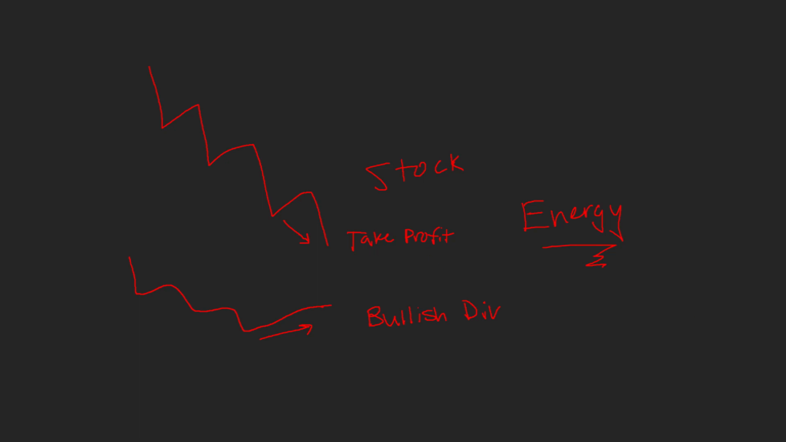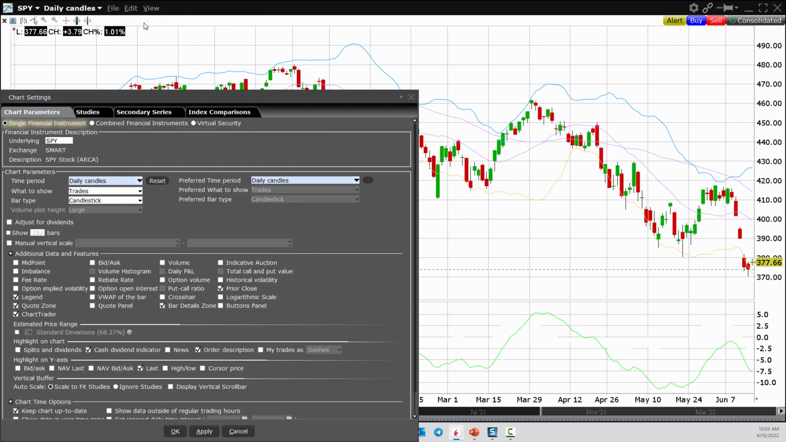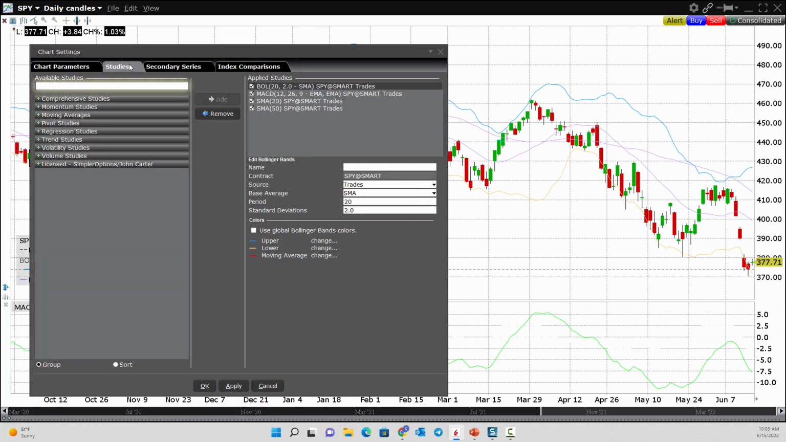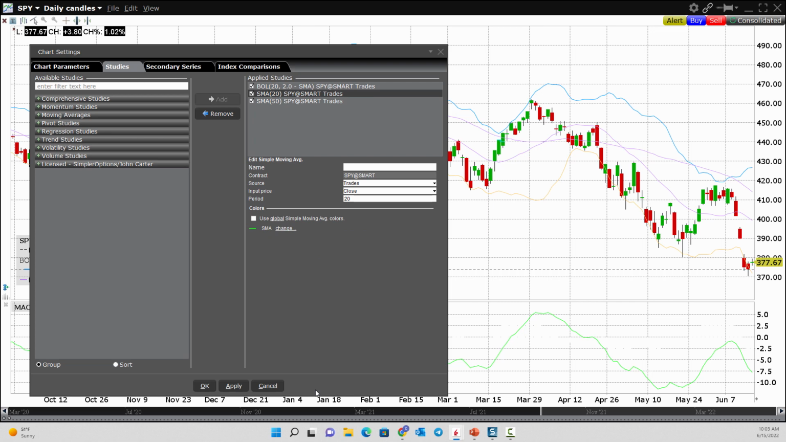Now let's take this information and build these same concepts in the charts. If I come over, let's go to Interactive Brokers first and pull up a chart. This is a chart of the S&P 500, and I'll take you through what we have here. If we go into the edit button and come into studies, we have a MACD. Let me go ahead and remove it and we'll reattach.